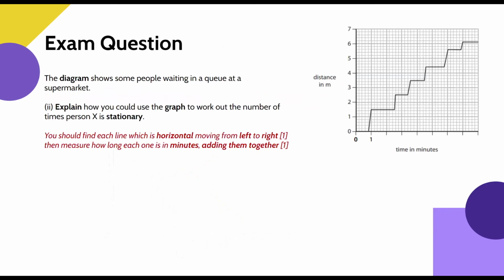So the first thing we'd need to say for our first mark is saying that it moves horizontally from left to right. And the second mark would be saying that we'd have to add all of these up once we'd measured the number of minutes each one spans.